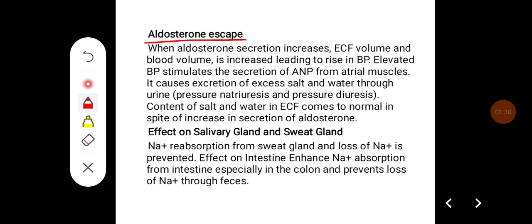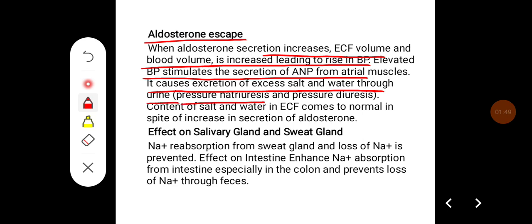Aldosterone escape. When aldosterone secretion increases, extracellular fluid volume and blood volume are increased, leading to a rise in blood pressure. Elevated blood pressure stimulates secretion of atrial natriuretic peptide from atrial muscles, and it causes excretion of excess salt and water through the urine, which is called pressure natriuresis and pressure diuresis. So the content of salt and water in ECF becomes normal in spite of the increase in the secretion of aldosterone, which leads to prevention of edema. This is called aldosterone escape.